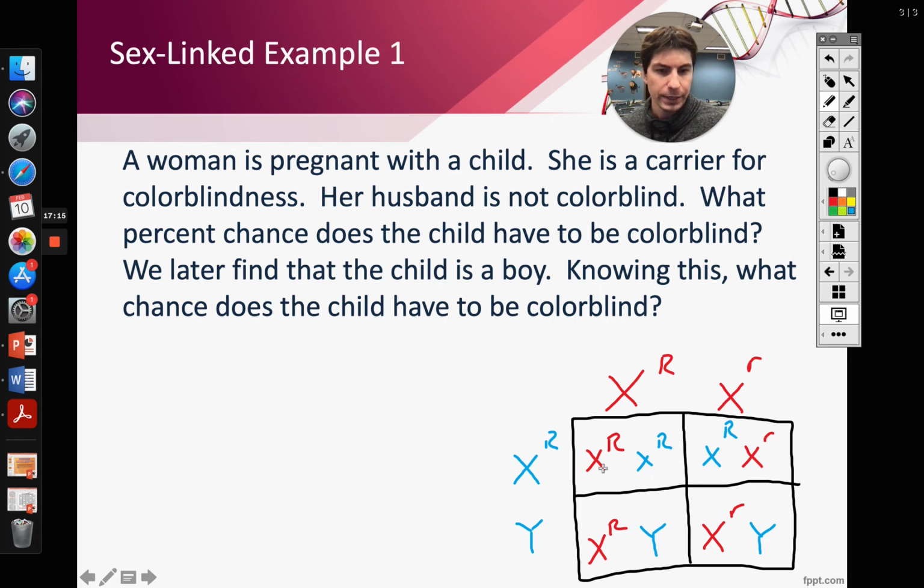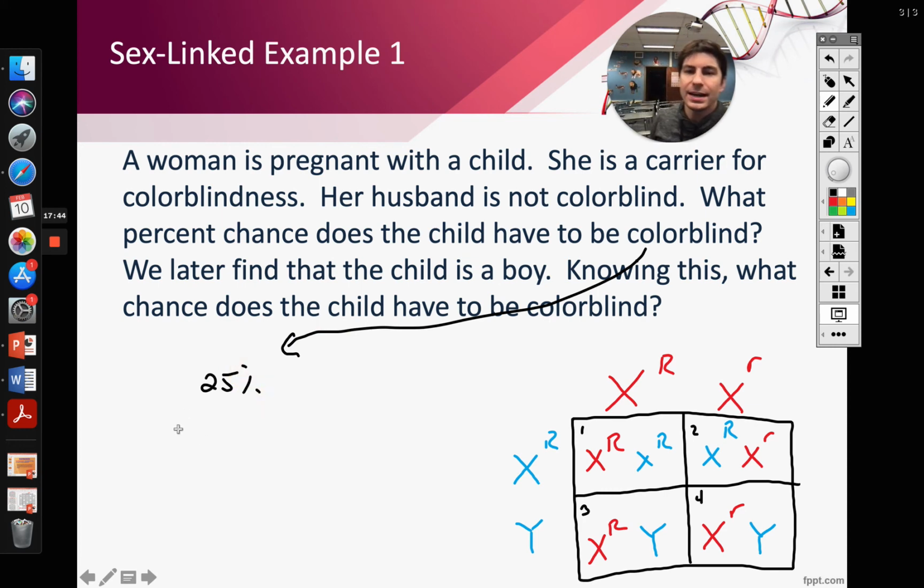So if you look here, this one is good. Here, I'll label them for us. Let's get some numbers in here. This is 1, 2, 3, 4. Number 1, no color blindness. Number 2, no color blindness. Number 3, no color blindness. But number 4 is colorblind. So the answer to this first question here, 1 out of 4 or 25%.